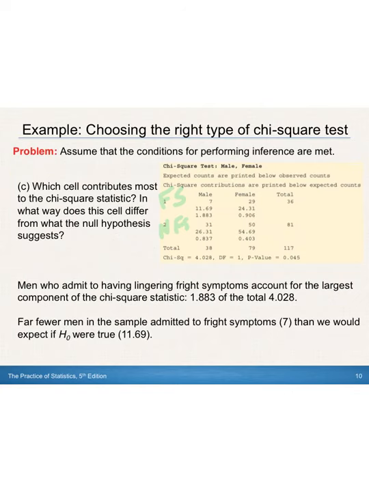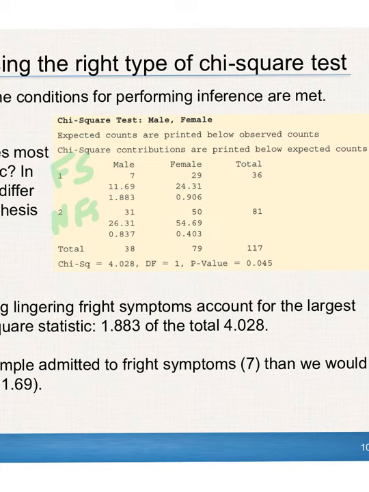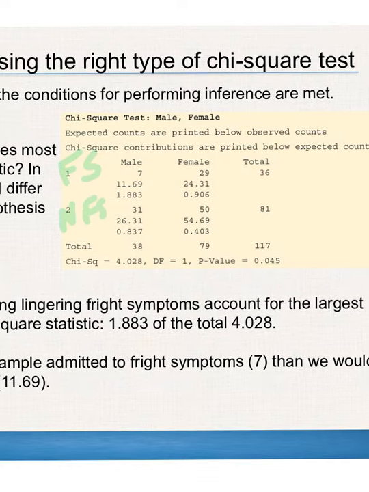So when we run our chi-square test for association with the assumption that there is no association, I want to remind you we calculate our expected counts with that idea. There were 36 total people that had fright symptoms. So we would find the percent of people that had fright symptoms, 36 out of 117, and then multiply it by 38 to get that 11.69 expected.